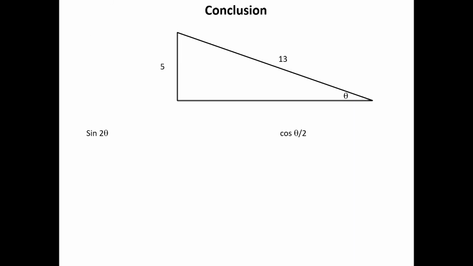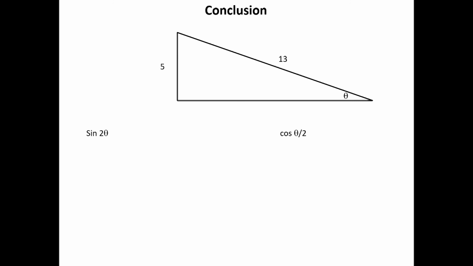Now, just so that we can do a little bit of a conclusion right now, I just want to show you a different type of question. If you're given that theta is in this triangle and we want to find the sine of 2 times theta and the cosine of theta over 2, I want you to be able to do these types of problems. I think there are a couple of these problems I want you to do for homework.